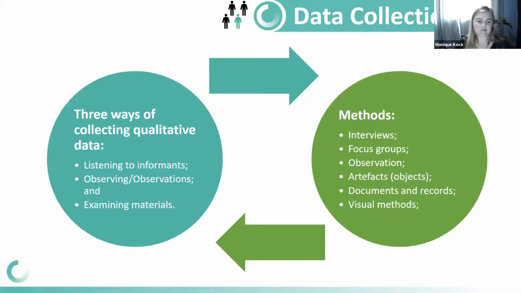So there are 3 ways of collecting qualitative data. One of them would be listening to your informants. When I say listening to informants, it means that we most probably are going to conduct a method such as interviews or focus groups. We can also engage with observations and observing. When you are engaging with observations, you would need to know what observations I'm looking at. And you can, for instance, examine materials as well.